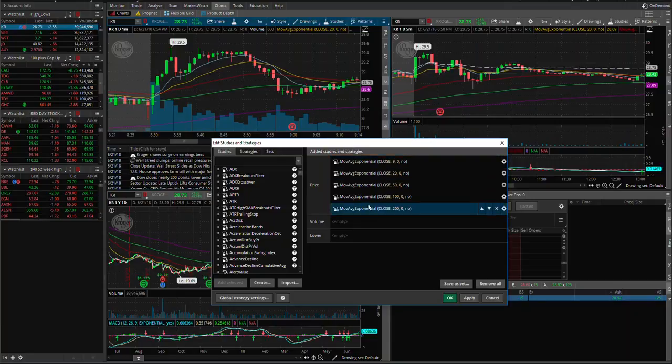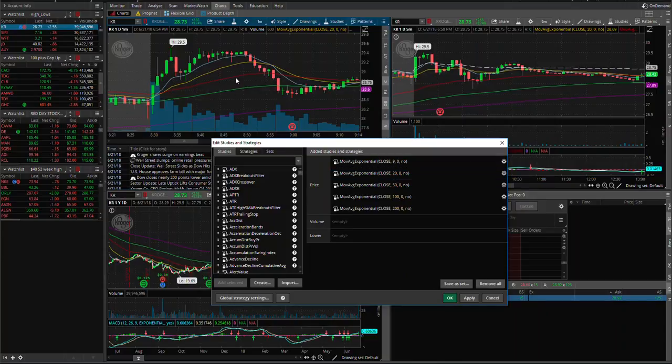The same holds true for the rest of my EMAs. So for my gold bar, that is my 20 line, or my gold line, that is my 20 bar. So that is measured over 20 minutes.